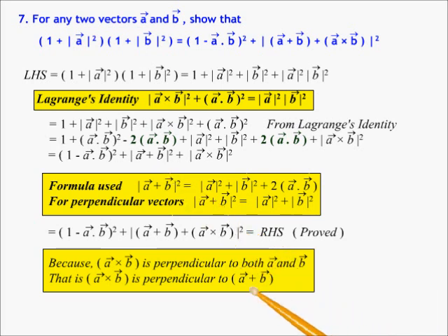Now a plus b and a cross b are perpendicular vectors, as a cross b is a vector perpendicular to both a and b. Now for any two perpendicular vectors we have this. Therefore using this formula we get the right hand side and we prove it.